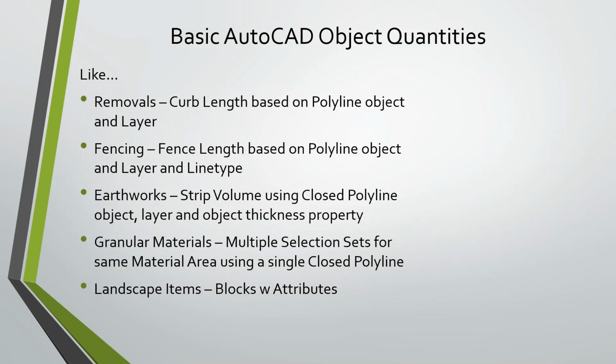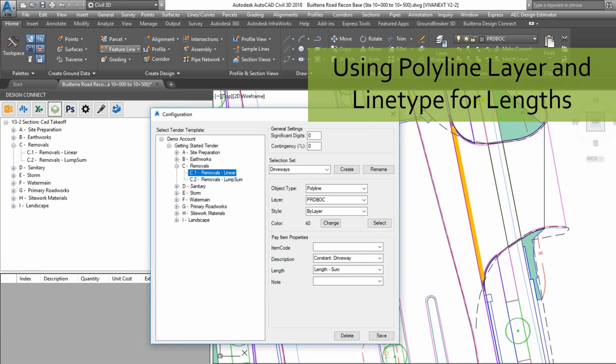So let's take a look at the basic AutoCAD properties. This is based on my demo here, which we'll go through live. We'll look at some 5 or 6 different object types here, and I'll show you how to set it up. The first one is the polyline length based on a line type. Fencing was one of the things I was using, or driveway removals in this case.